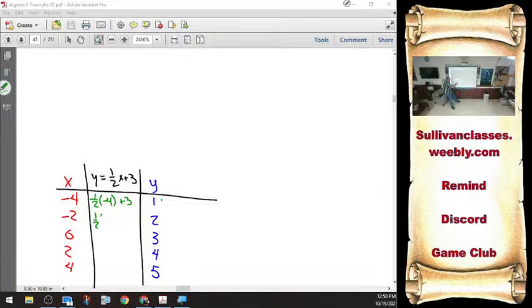What is half of -2? -1 plus 3. If you don't know what this is off the top of your head because you're having trouble with integers, get a calculator. Why don't you have a calculator? You're in a math class. Okay?